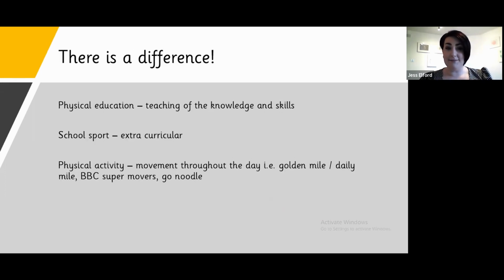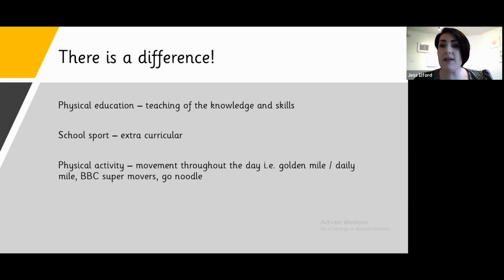So, as I said, physical education is not the same as school sport, and it is not the same as physical activity. So I've broken it down into 3 different areas for you, just to make it a bit clearer and a bit easier. So think of physical education as the teaching of the knowledge and skills of a particular sport or a particular type of activity that you want the children to do. Okay, that's your actual education time within the school curriculum time.